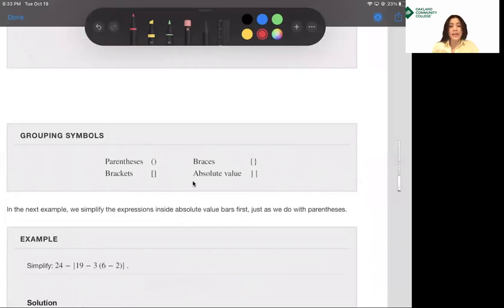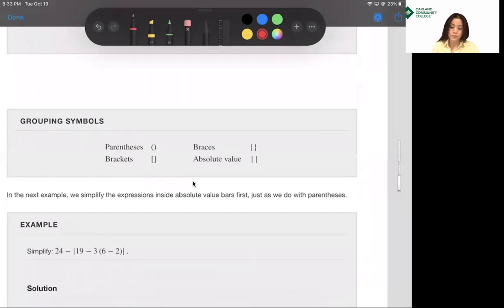Now we add absolute value bars to our list of grouping symbols. When we use the order of operations, first we simplify inside the absolute value as much as possible. Then we take the absolute value of the resulting number. So here are the group symbols: the parentheses, the brackets, braces, and the absolute value.